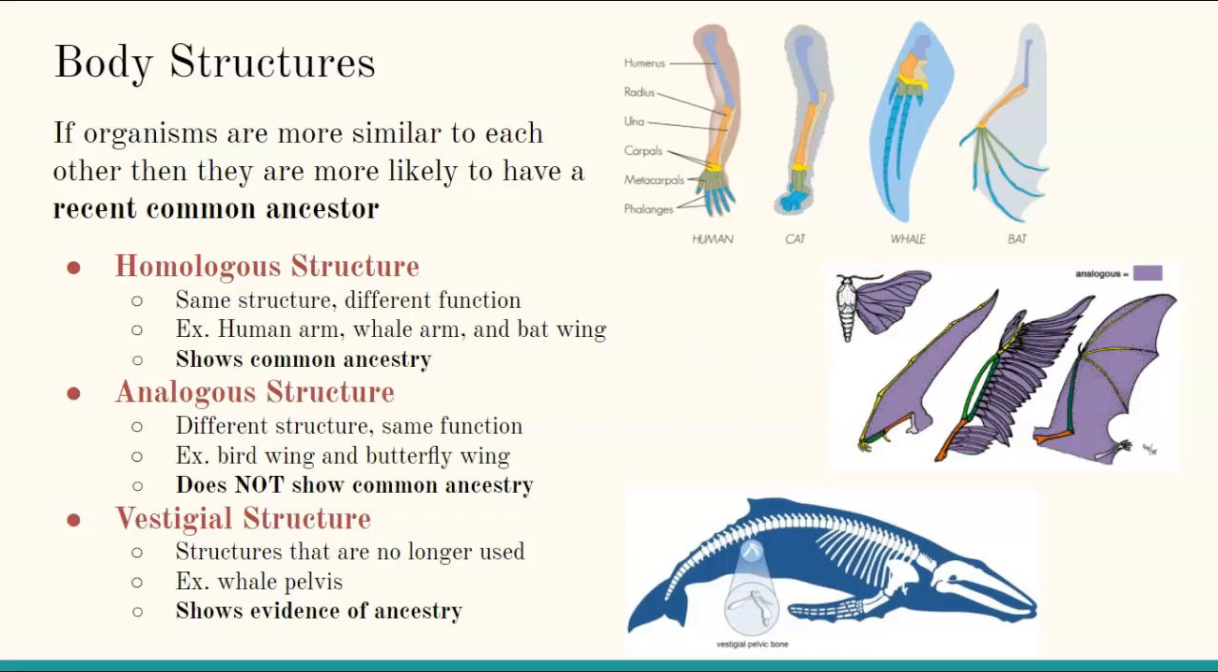And then vestigial structure is this idea that we have structures that are no longer in use. We don't really need them anymore, but they still exist in the organism itself, which shows evidence of ancestry. Like whales have a pelvis bone because they used to have legs, but now they don't. And so they still have the pelvis, which would lead to legs, right? But it's just a structure that's no longer used. It exists, but it's not used.